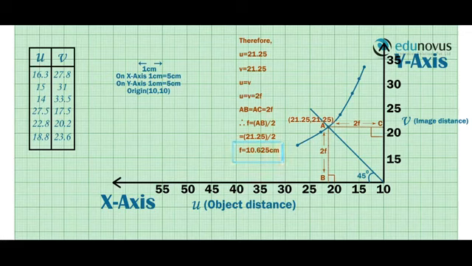In case of a convex lens, when the object is placed at 2f, the image is formed at 2f. Therefore, U is equal to V is equal to 2f. That is, AB is equal to AC is equal to 2f. Therefore, f is equal to AB by 2. That is 21.25 divided by 2. Therefore, f is equal to 10.625 centimeters.